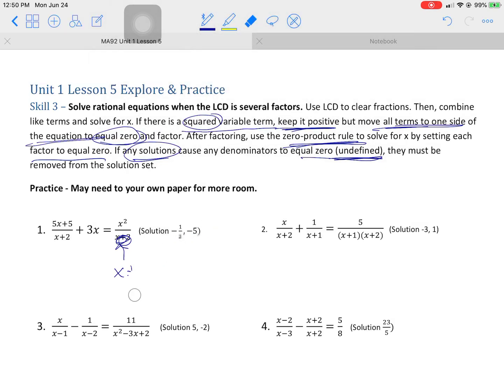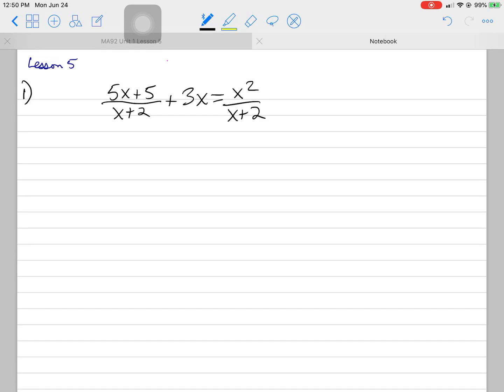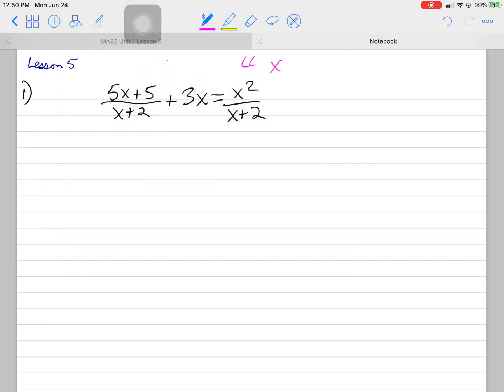What is the problem here? I didn't leave a lot of space for you to work out your problems, so I too had to go to my notebook paper, because notice my LCD is now x plus 2. Which means I have to multiply this by x plus 2, and this by x plus 2, and this by x plus 2, to clear the fractions.